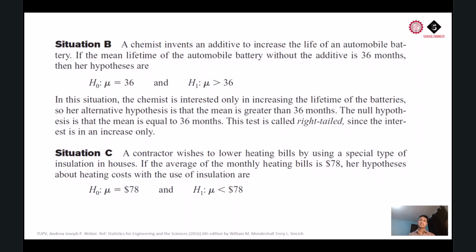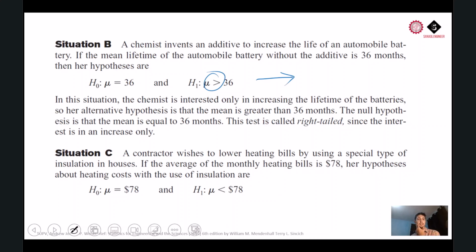batteries? So that would make sense only. So her alternative hypothesis is that the mean is greater than 36. It should be greater than 36 now, because the chemist has been working to increase the lifetime of the battery. So that's the basic idea of the research here, I suppose. The null hypothesis is that the mean is equal to 36. That is an assumed truth based on the previous information. This test is called right tail since the interest is an increase only. So yes, it's right tail because, as you can see, the direction is to the right.